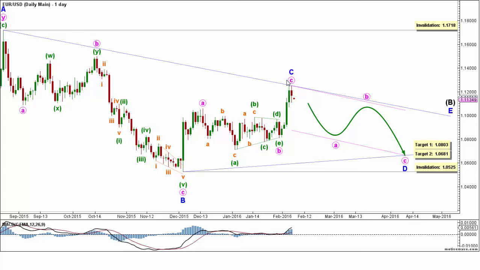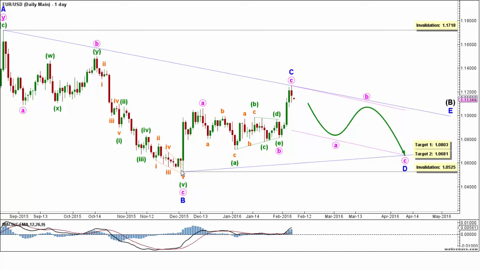This count expects the euro to start moving sideways towards the downside in minute waves A, B, and C to complete minor wave D. At 1.0803, minor wave D would retrace 61.8% of minor wave C, then at 1.0681, it would retrace 78.6% of its length. This wave count is invalidated by movement above 1.1718 as minor wave C may not move beyond the start of minor wave B, and it's also invalidated by movement below 1.0525 as minor wave D may not move beyond the start of minor wave C.